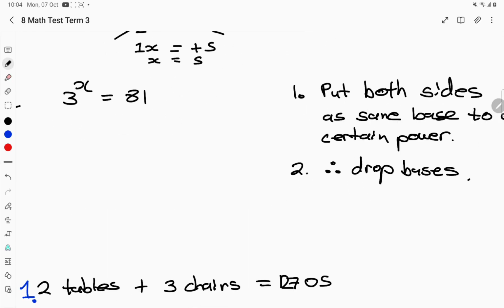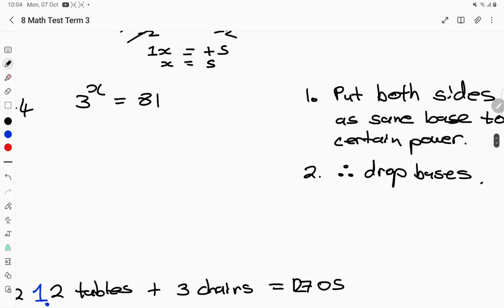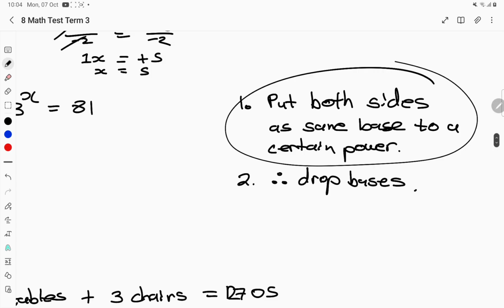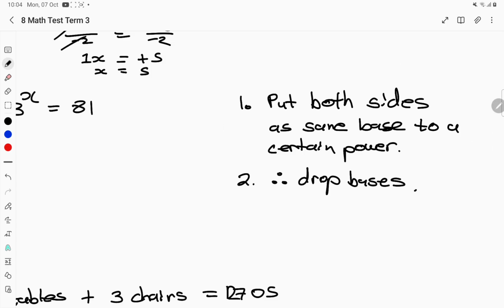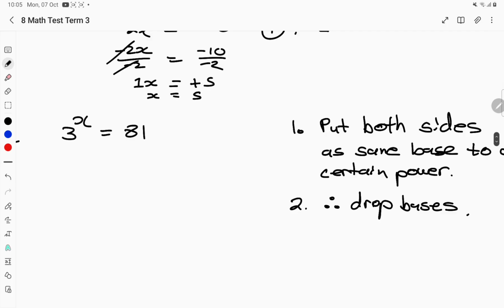All right, the next question is 3 to the x equals 81. These are one of those questions where, looking at these tips over here, put both sides as the same base to a certain power. So we have a 3 base over here, and we have an 81 base to the power of 1 over here. So we have to put them as the same base.